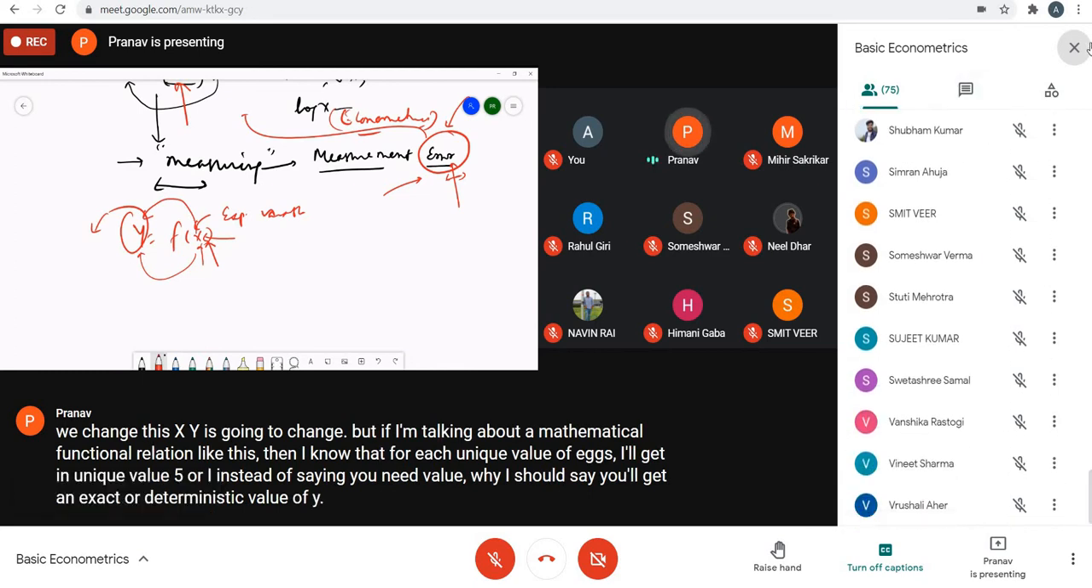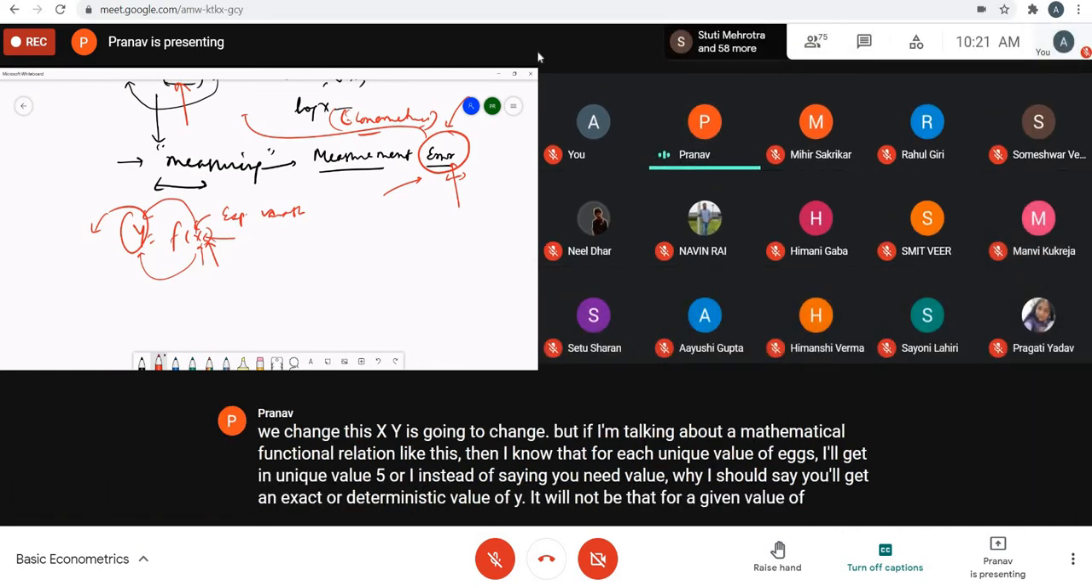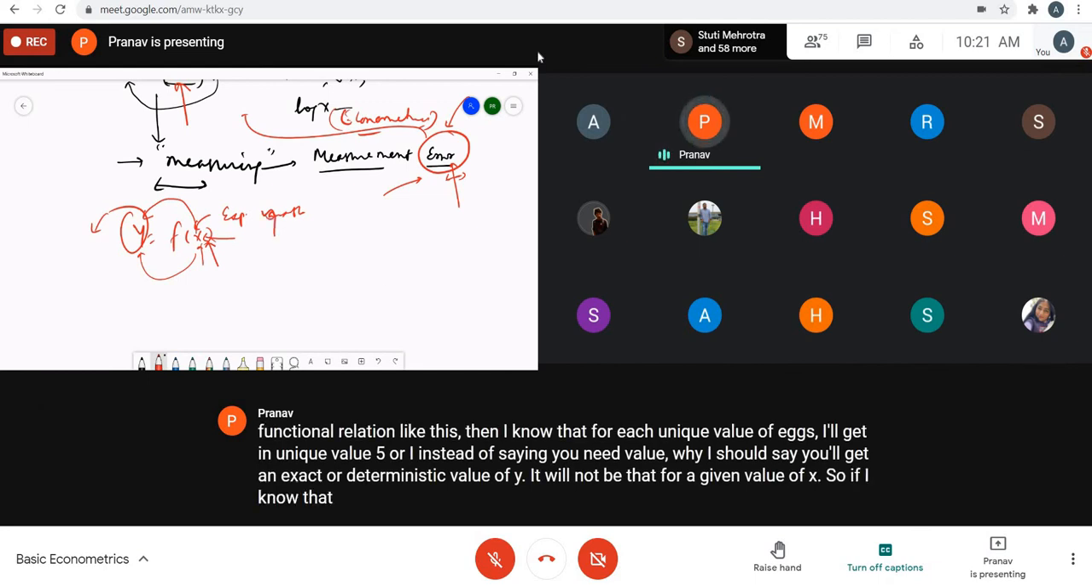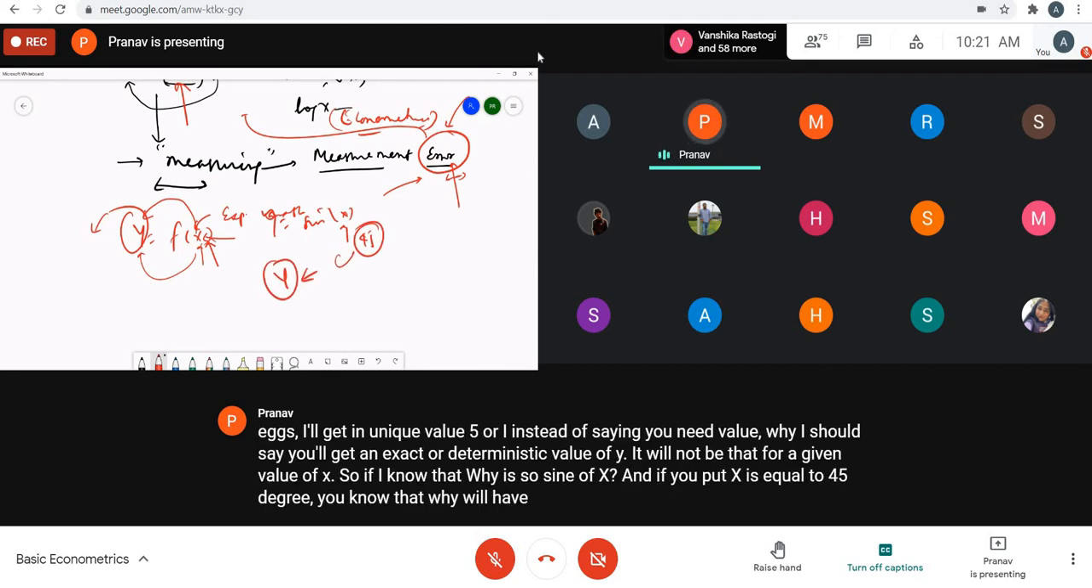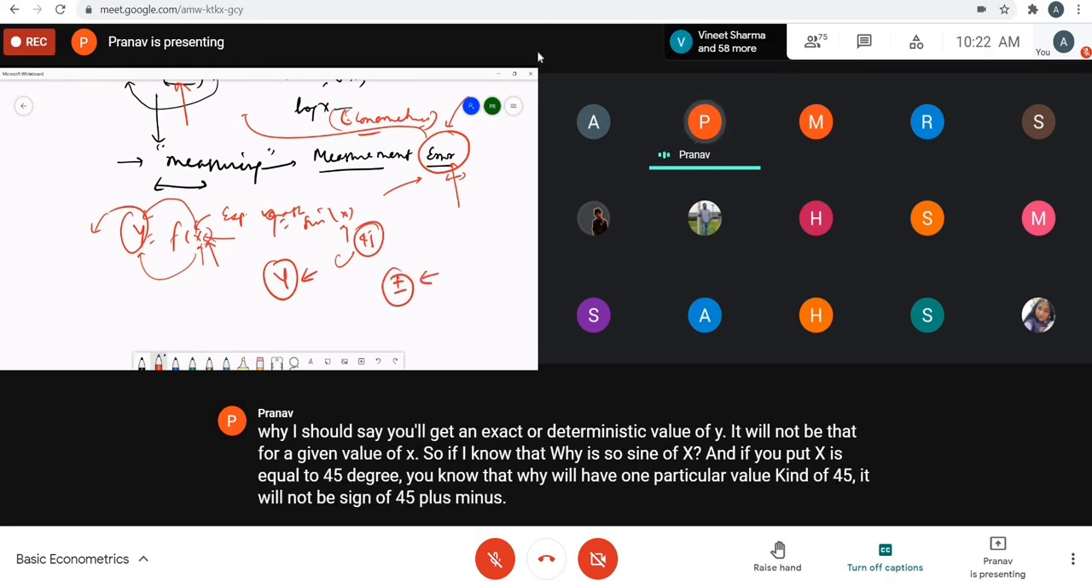It will not be that for a given value of x, so if I know y is sine of x, and if you put x equal to 45 degrees, you know that y will have one particular value, sine of 45. It will not be sine of 45 plus or minus something.